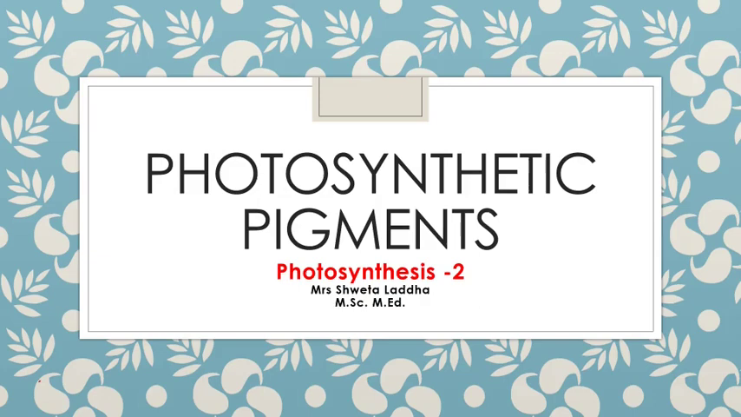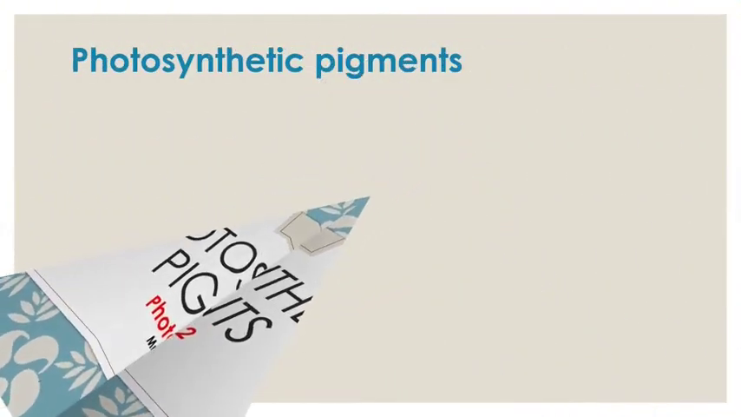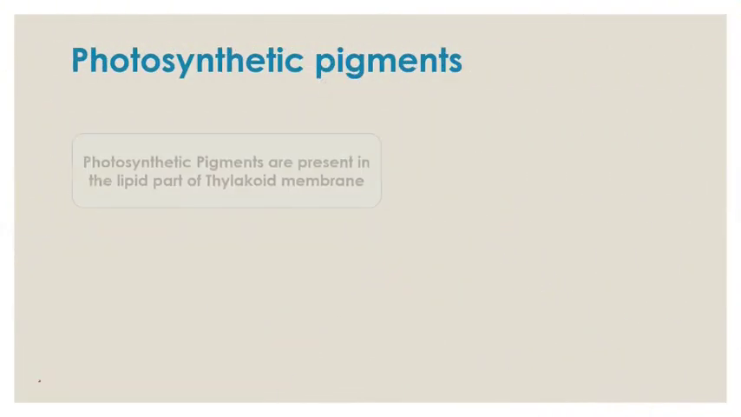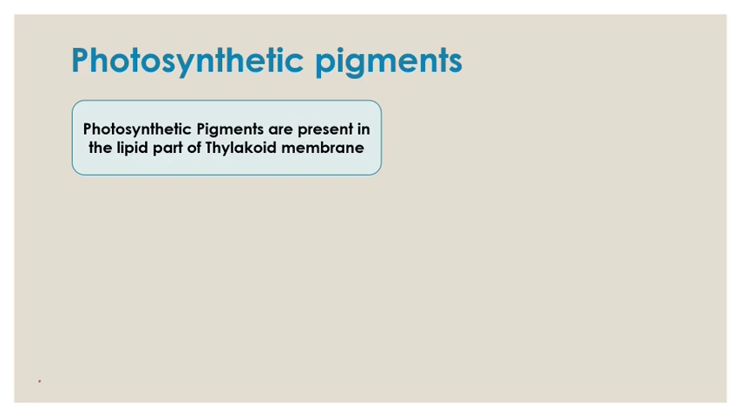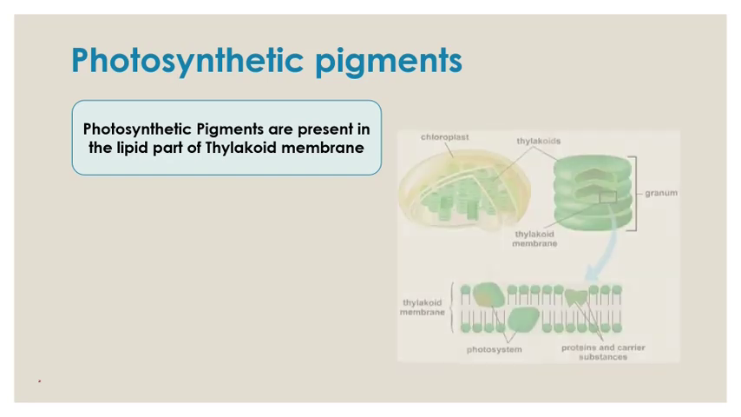Hello students, let us start with the second part of photosynthesis. Today we are going to discuss photosynthetic pigments. So where are these photosynthetic pigments located? They are present in the lipid part of the thylakoid membrane.